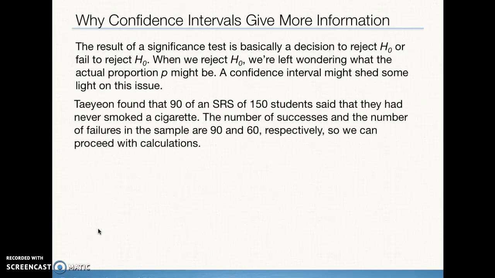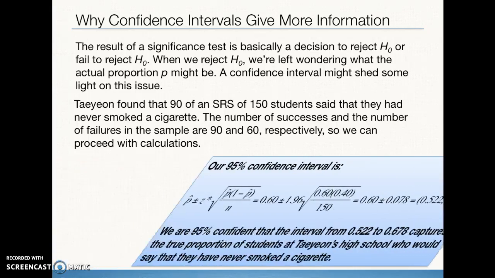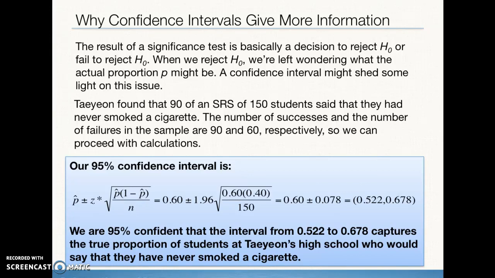Let's take a look at a specific example. If we take a simple random sample of 150 students and find that 90% of them say that they have never smoked a cigarette, we know that we've met the 10% rule with 90 successes and 60 failures in the survey question, so we can calculate our standard deviation. That means, and we've also met, by the way, our normal condition. We just are not showing it here. That allows us anyway to come up with our 95% confidence interval.